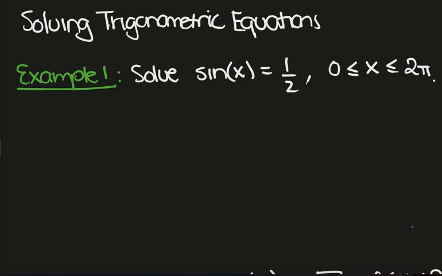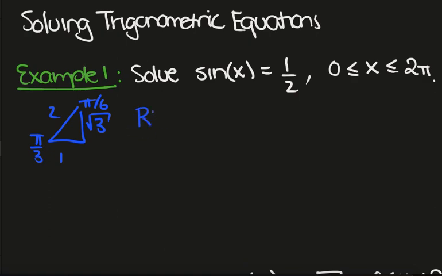Okay, so in this video we're going to look at solving trigonometric equations. So the first one that we want to look at is solve sine x equals 1/2 for x between 0 and 2 pi. So the first thing we're going to do is draw our usual triangle. So we have 1, 2, root 3, pi on 3, pi on 6.